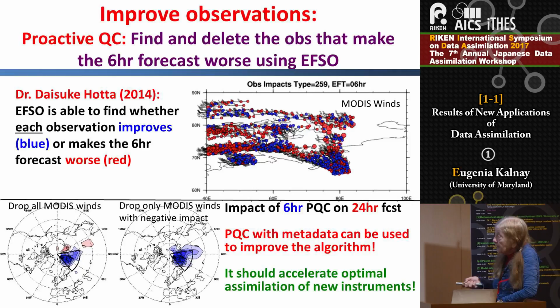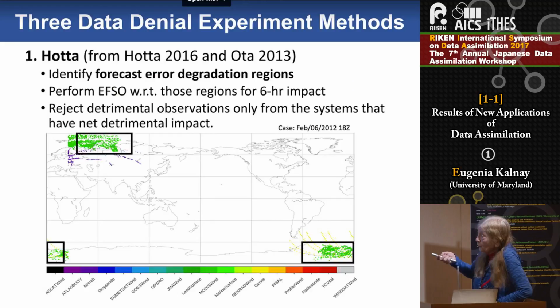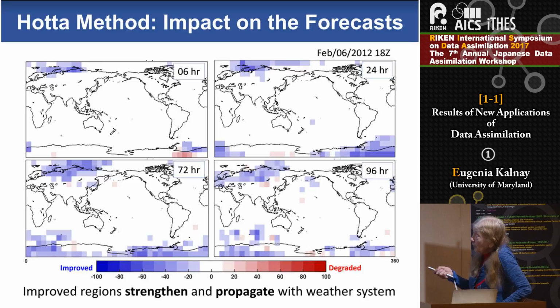And when we withdrew the bad ones, or the ones that were detrimental, not necessarily bad, the 6-hour forecast and the 24-hour forecast clearly improved in that area where we found this. And there are clusters of MODIS winds that were occasionally found to be detrimental. And when Daisuke took them out, he got in the 6-hour forecast, 24, 72, 96, mostly blue, which means the errors were reduced by taking away these observations estimated in the 6-hour forecast to be detrimental.